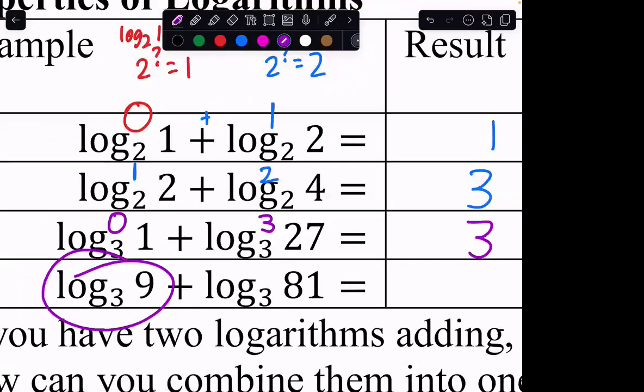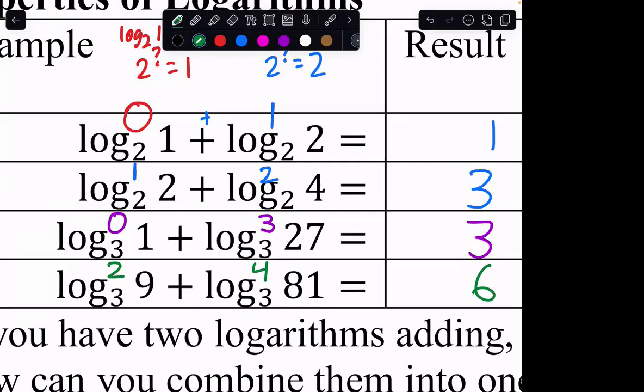Down here, log base 3 of 9, 3 to what power equals 9? It'd be 3 to the power of 2. Log base 3 of 81, 3 times 3 is 9, times 3 is 27, times 3 is 81. So that's 4. Okay, so 2 plus 4 overall is 6. So what do we do with this now?